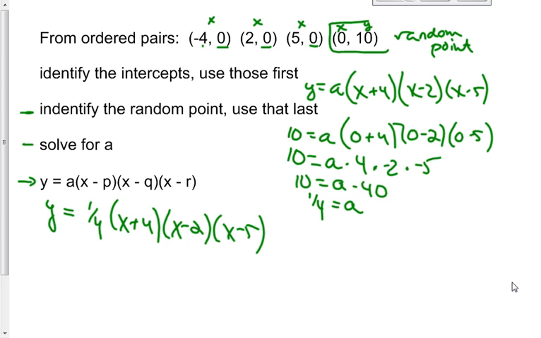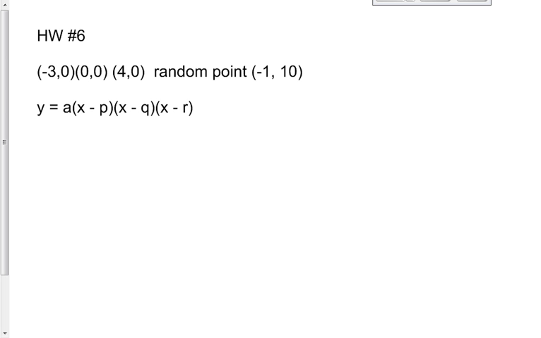Now this last one we're going to do is actually from your homework. This is number 6. So if you want to put it on pause, work it yourself, get all the way down to the end and see if you match up with what we have. And then we'll talk about this one tomorrow in class as well. Here are your 3 intercepts, so we'll plug them into our form. Y equals a, x plus 3, x minus 0 is just going to stay x, and x minus 4.